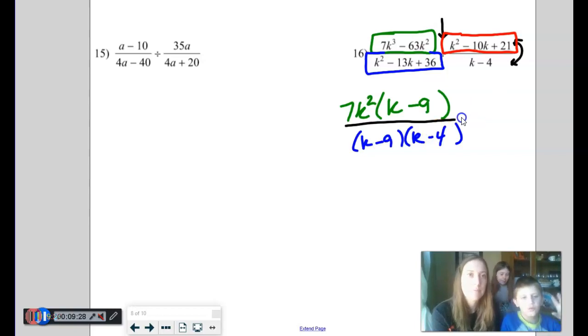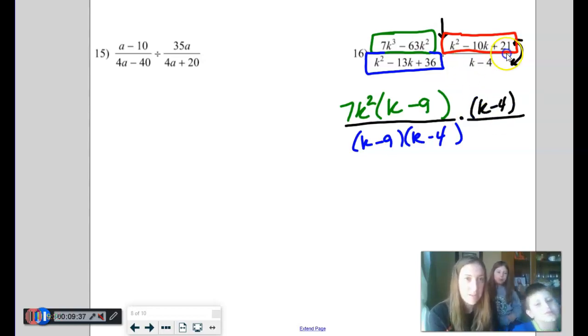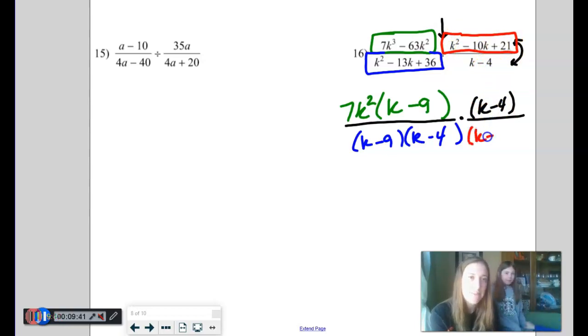All right, so remember, this fraction flipped around. So this k minus 4 is now up in the numerator. And then down in the denominator, this red piece factors into minus 7 and minus 3, which multiply to 21 and add up to negative 10.